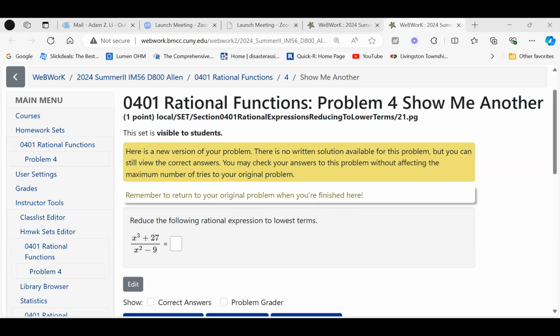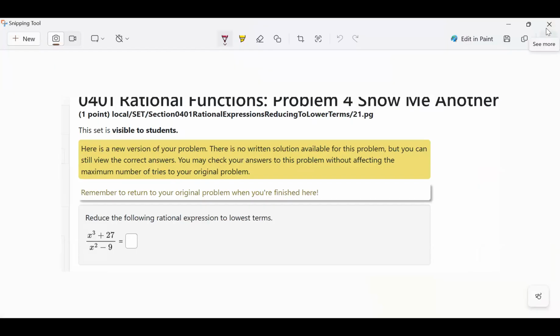Okay, so basically on the top we get the sum of two cubes. The first one is x cubed, and the other one is 3 cubed, right? On the bottom is the difference of two squares, and we know how to factor that.